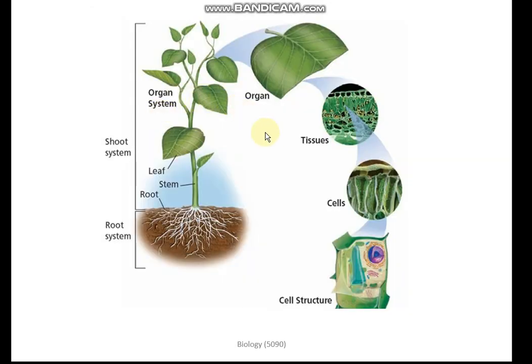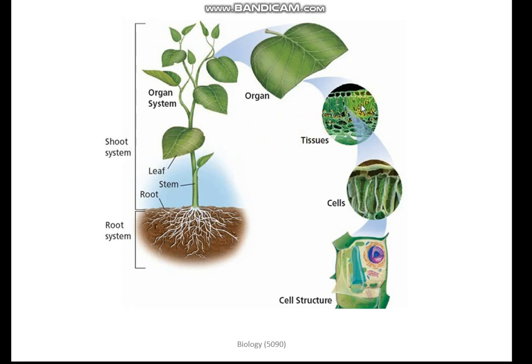And this is the example of plant. Plant is also living organism, and just like animals, they do have cells, they work together, then they form tissues, then tissues in the plant work together, they form organ. And yes, leaf is an organ of the plant, and when different organs work together, they form an entire organ system.